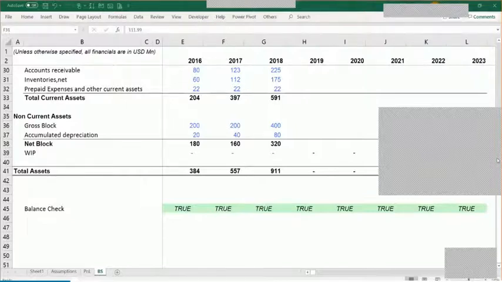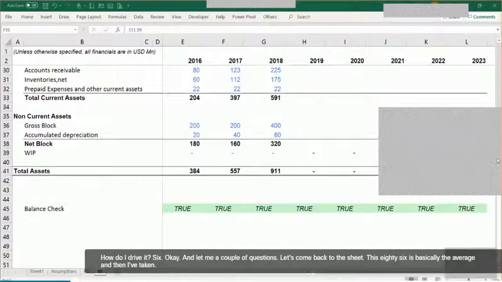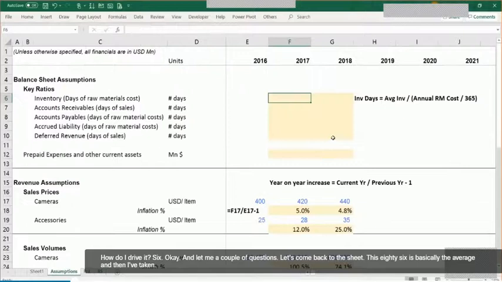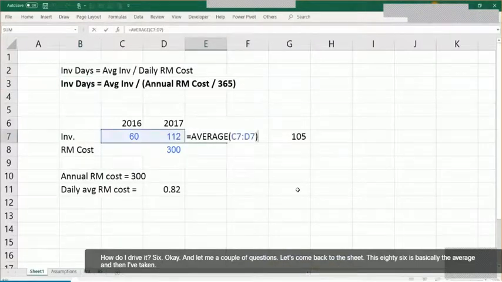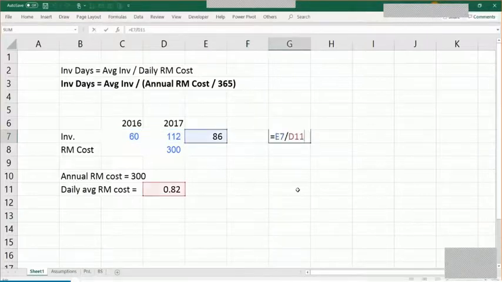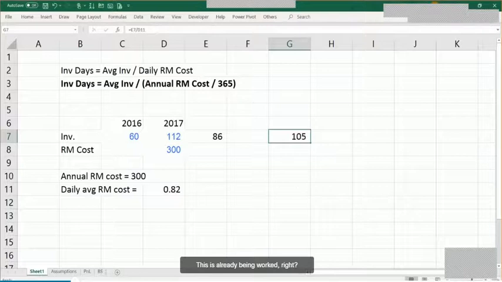Kiran, how do I arrive at 86? Okay, fair enough. A couple of you have got this question, so let's come back to this sheet. This 86 is basically the average. And then I've taken average divided by daily raw material cost. This is how it is being worked out.